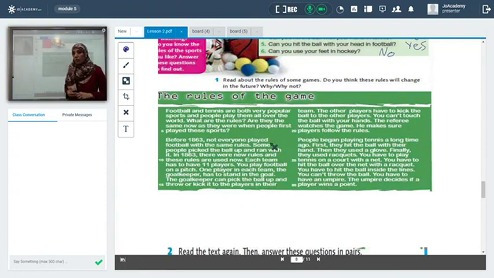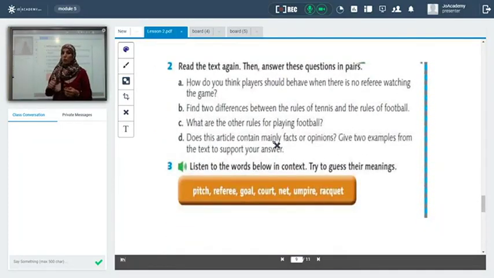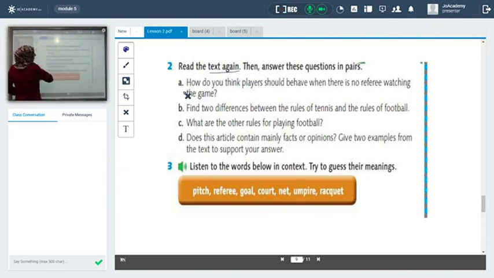Now we are going to answer the questions together. But before that, make sure to reread the text again by yourself. Let's see. Read the text again. Then answer these questions in pairs. Of course, you're going to answer them by yourself. How do you think players should behave when there is no referee watching the game? Do you think they should behave well? Do you think they should follow the rules? Of course they should.